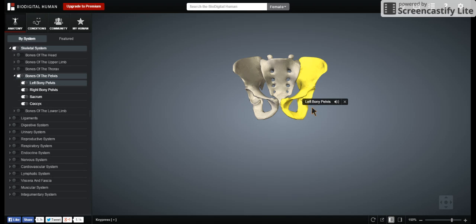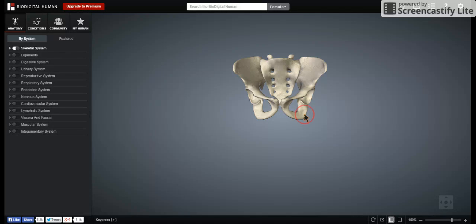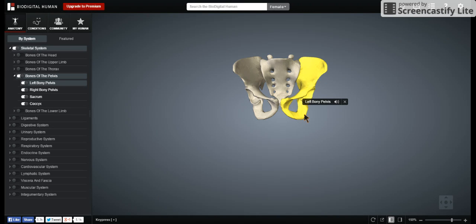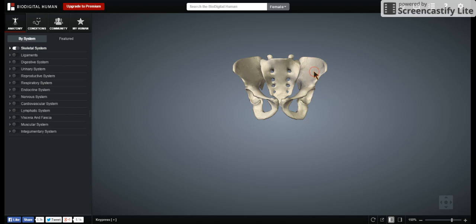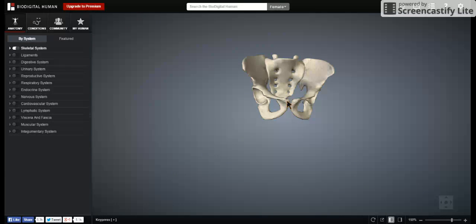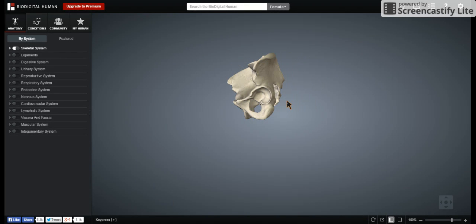Inferior and posterior to this is the ischium. The ischium is the lower portion of this hole right here. And then medial to this portion here is the pubis. So the three bones here, then, are the ilium, the ischium, and the pubis. I'm going to rotate this view for you a second. Here's another way of looking at it. The ilium, the ischium, the pubis.